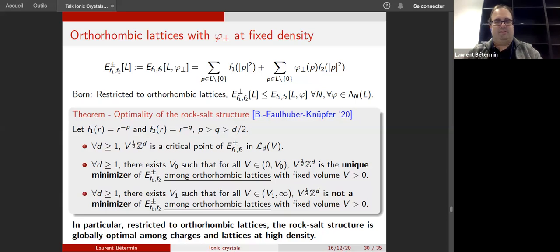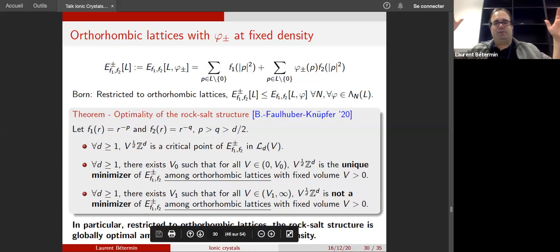I have to admit that this V naught is not explicit, and it's almost an asymptotic result, but there is a V naught which is finite, such that it works. And there is a volume, so when the volume is too large, so at low density, such that the cubic lattice is not a minimizer if you fix the density V among orthorhombic lattices, so it's not even a minimizer among all the lattices.